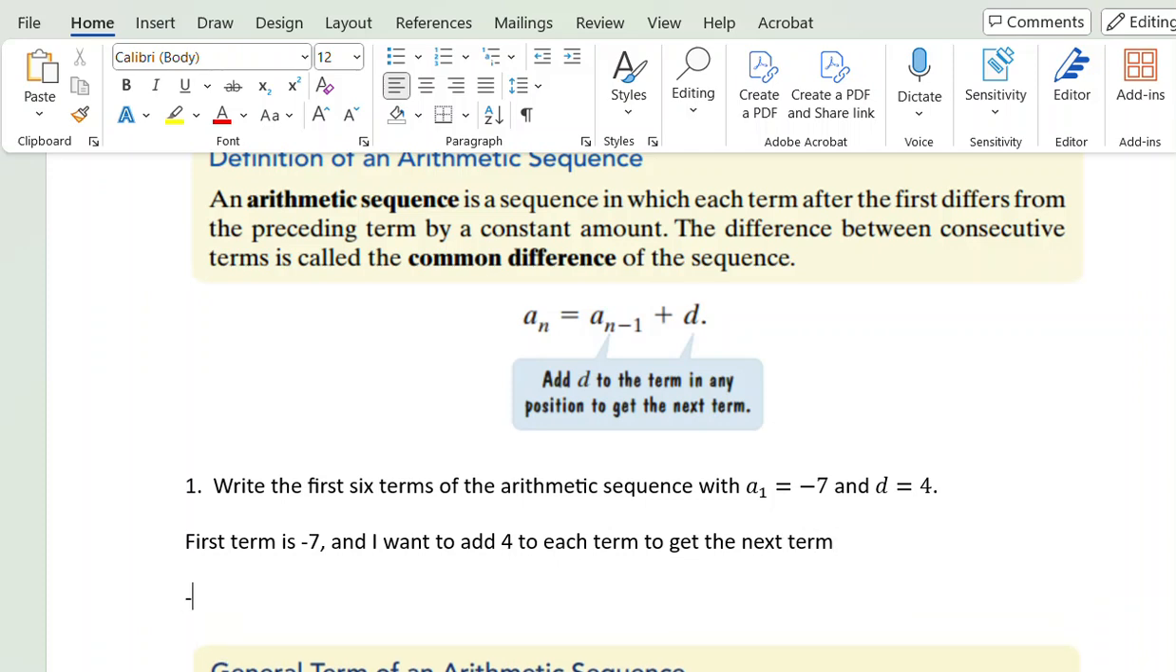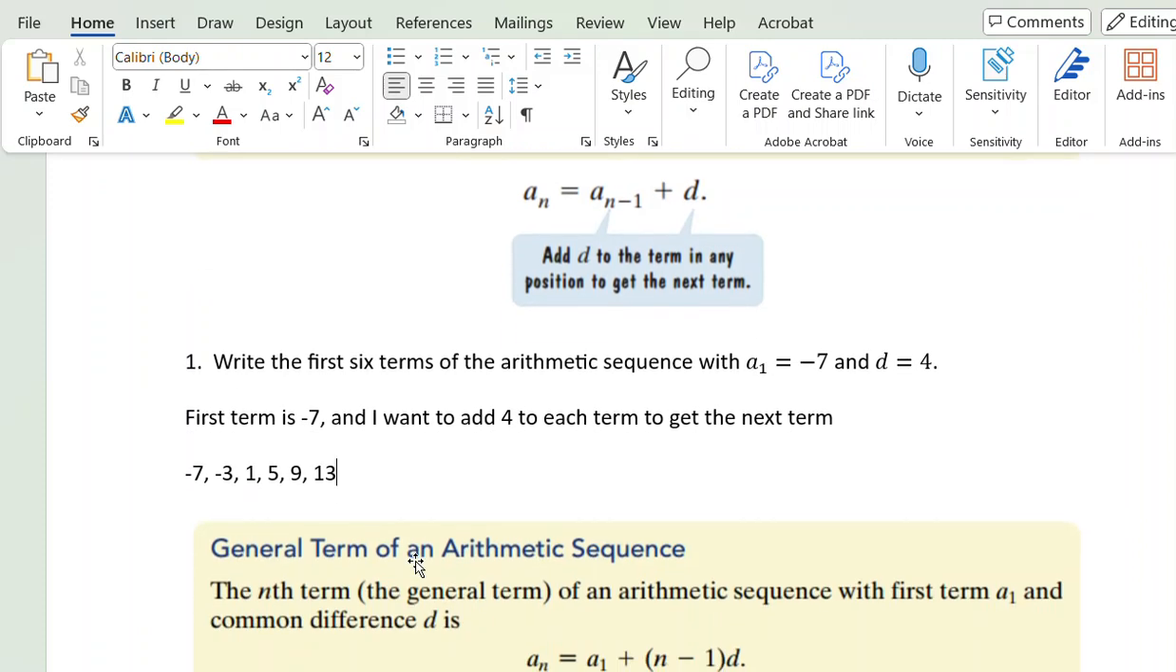So my first term is negative 7. To get my second term, I would do negative 7 plus 4, which is negative 3. To get the next term, I would add 4 to negative 3 and get 1. Then my next term is going to be 5, followed by 9, and finally my sixth term is 13. So I'm adding 4 each time to get the next term.